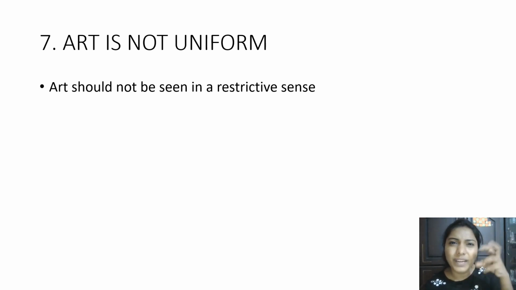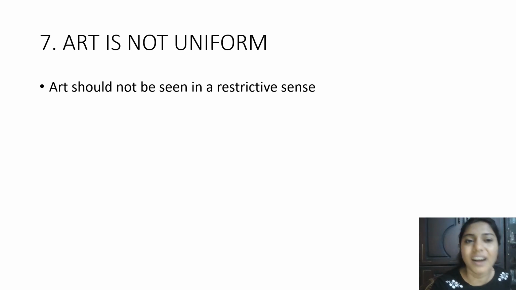Art should not be seen in a restrictive sense. It should not be confined to certain rules or concepts, but instead it should be freely created, just like music. It should be creatively created. It must be unique. It should give the audience a sense of pleasure. So this is what he discusses in the seventh paragraph, that is, art is not uniform.